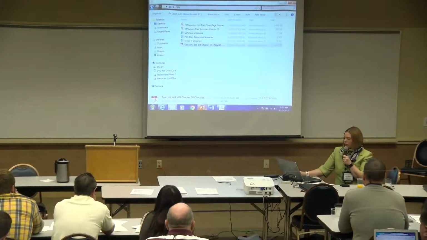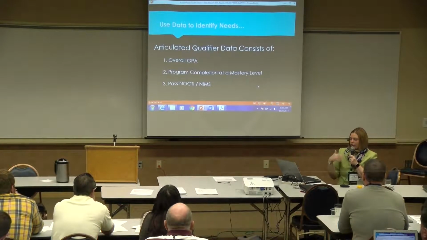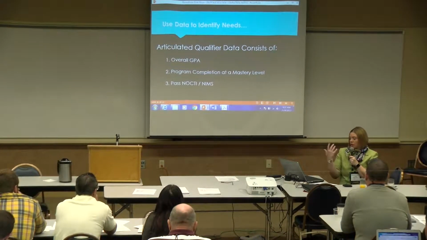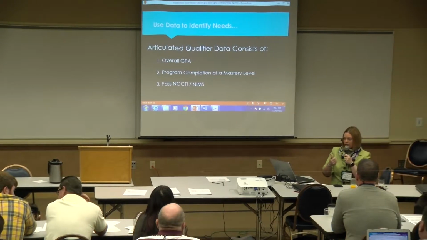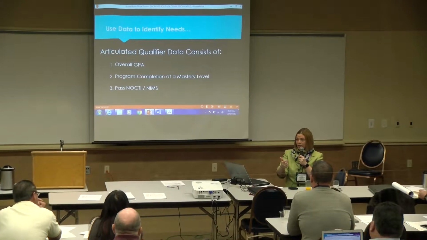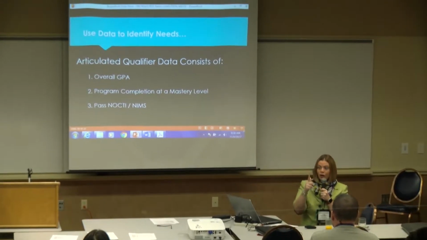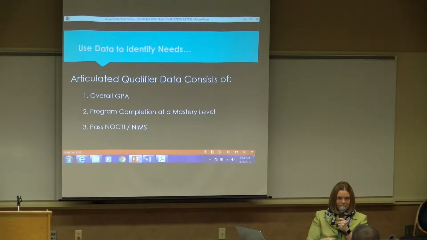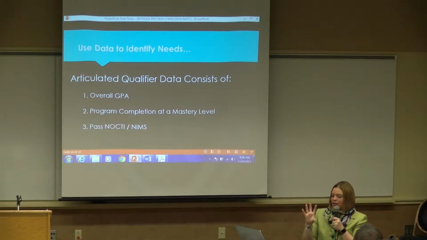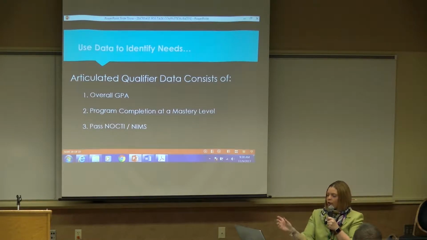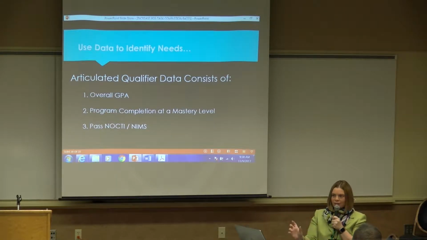All right, I'm going to move into the articulated component of it. Most of you, hopefully, know that in order to be an articulated qualifier, students have to meet the overall GPA, reach competent or mastery level on 100% of the POS tasks, not value added, and pass the end of program assessment, whether it's NOCTI or NIMS. So everything we talked about in the first session ties into that completion part, but not just completing the tasks, but completing them with mastery.